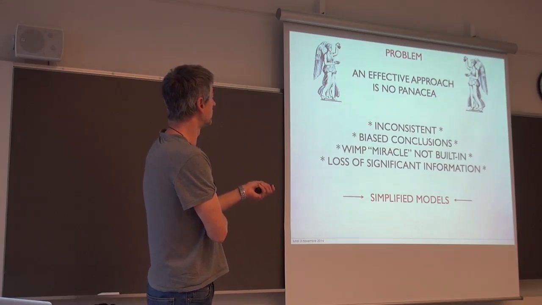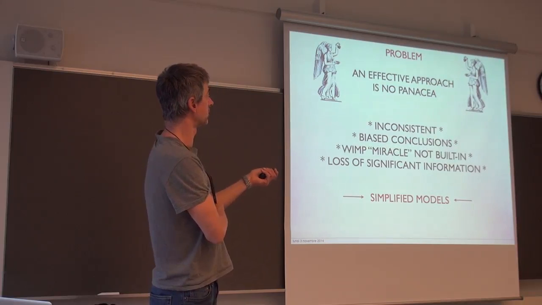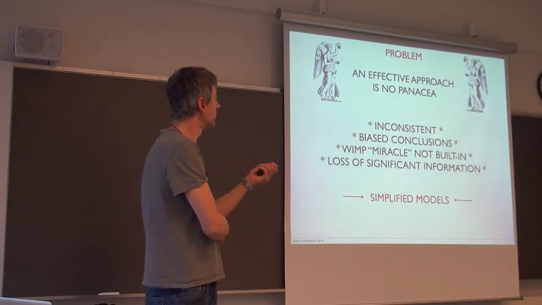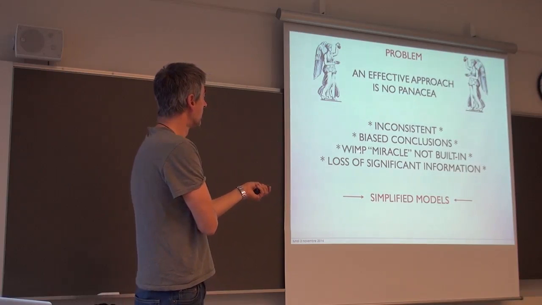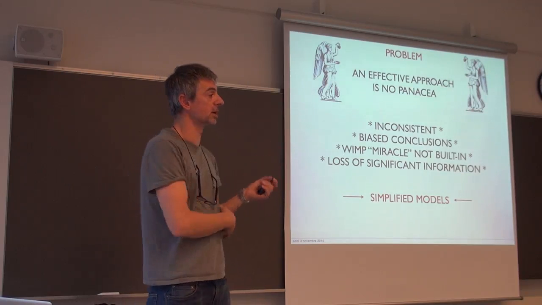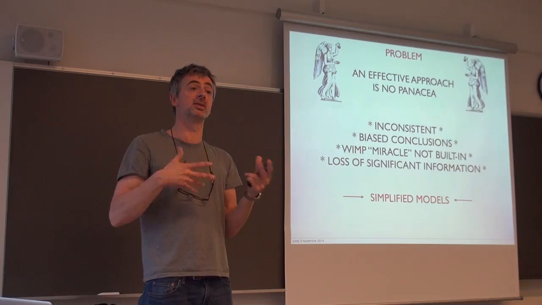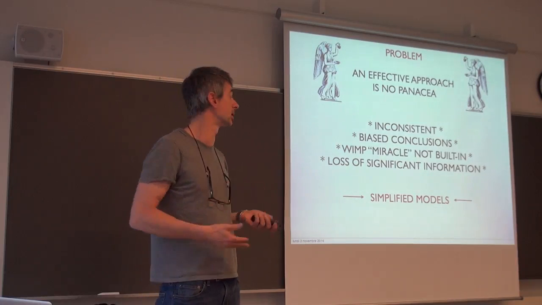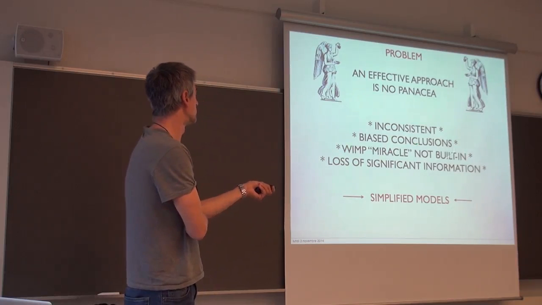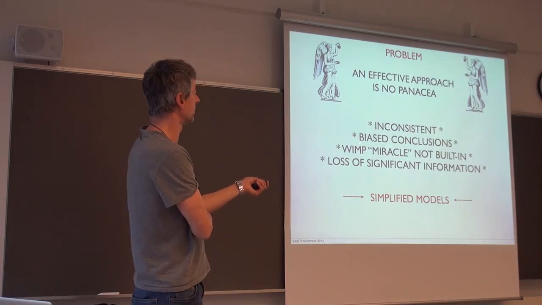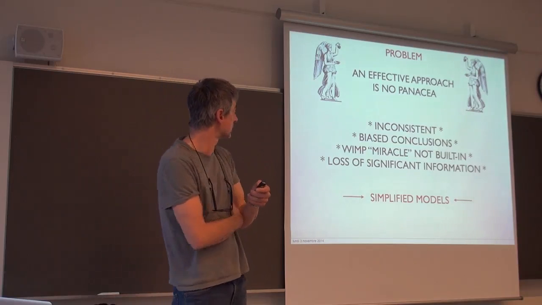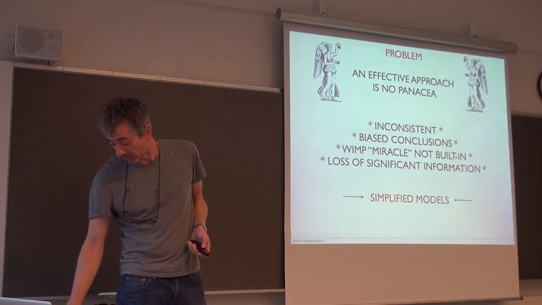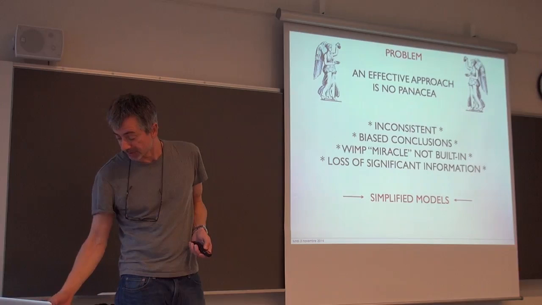It may tell you that something is excluded and another thing is not yet excluded, etc. But that may be due to the scaling between infrared and UV, which is different for different operators. The WIMP miracle is not built in. It's not clear that it's the same operator which is relevant for the relic abundance that you're actually probing at the LHC. So this may not be an issue, but certainly, whatever you do, you have some loss of significant information.